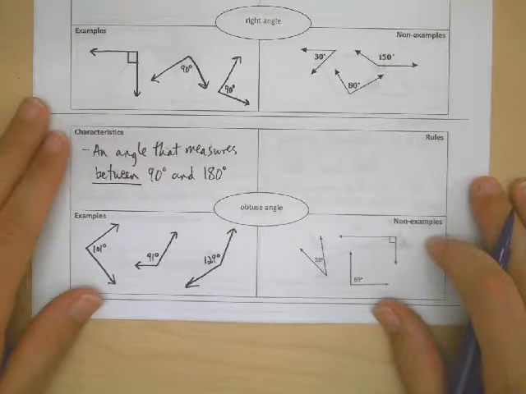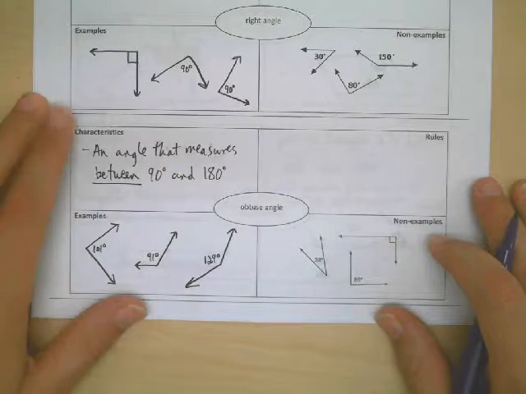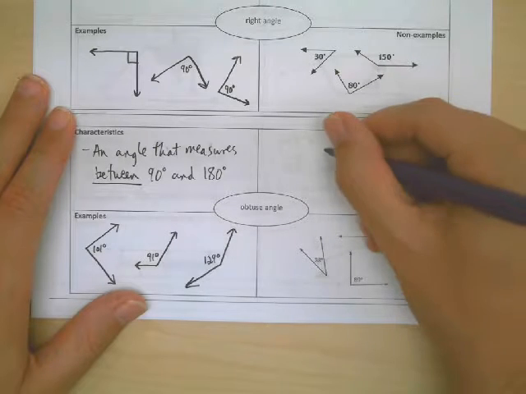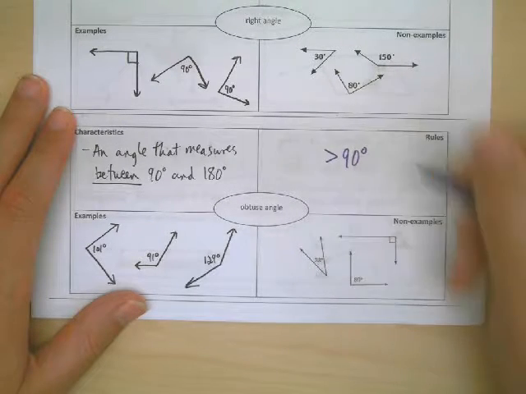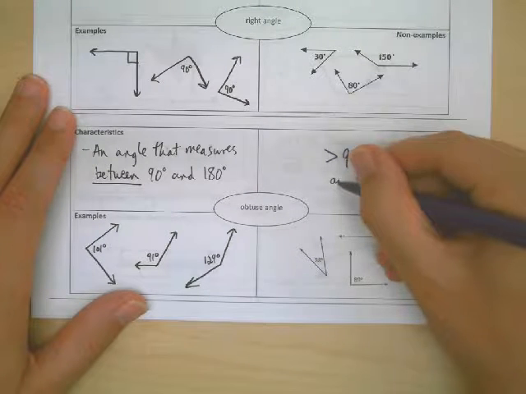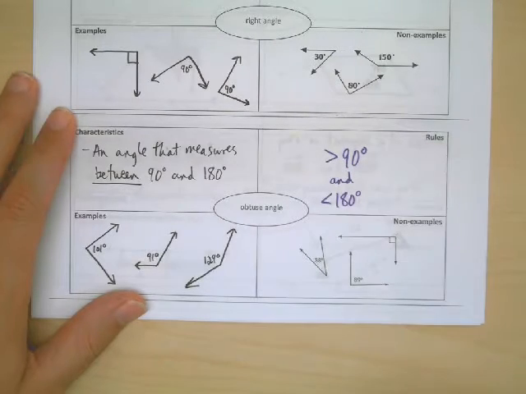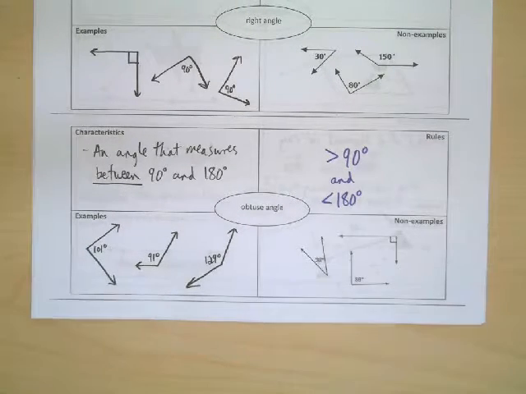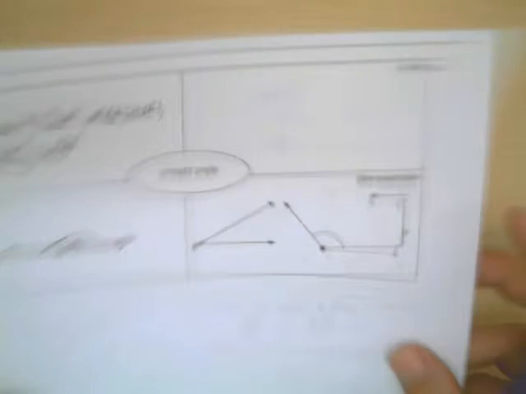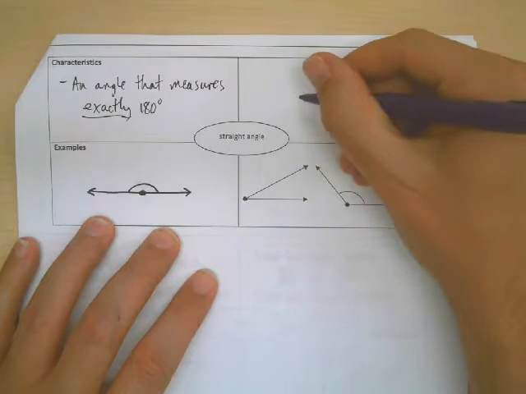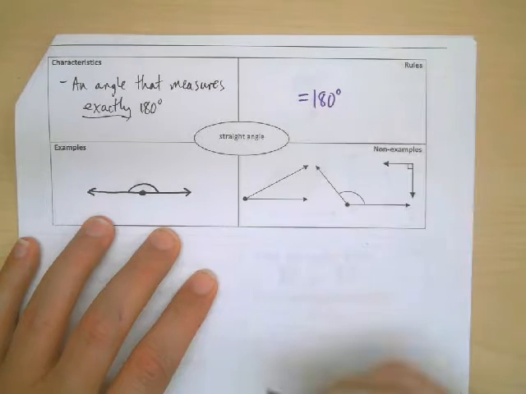Next is obtuse angle. An obtuse angle measures between 90 degrees and 180 degrees. So we're going to write 2 rules to go for obtuse angle. The first rule is that an obtuse angle is greater than 90 degrees. But it also needs to be less than 180 degrees. So it needs to be between 90 and 180. And then we have the straight angle, which measures exactly 180 degrees. This is another equals.